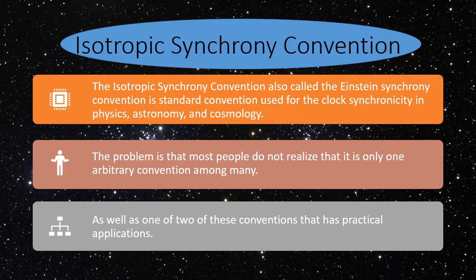The Isotropic Synchrony Convention, also called the Einstein Synchrony Convention, is the standard convention used for clock synchronicity in physics, astronomy, and cosmology. The problem is that most people do not realize that it is only one arbitrary convention among many, as well as one of two of these conventions that has practical applications.